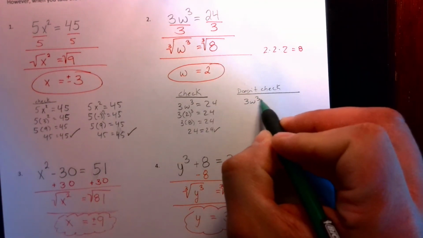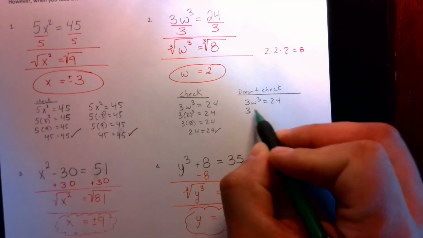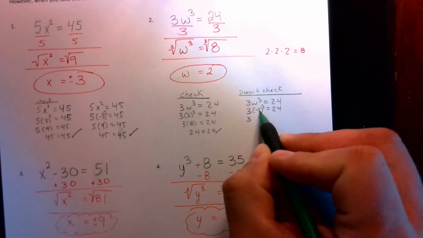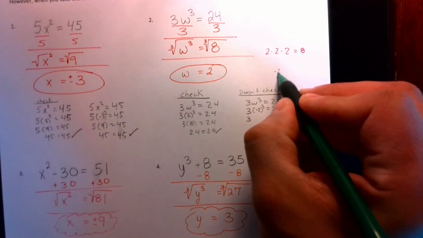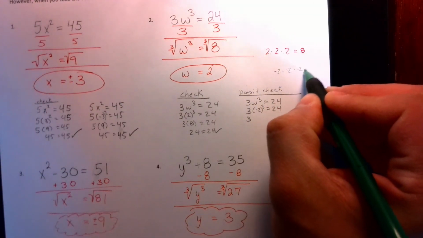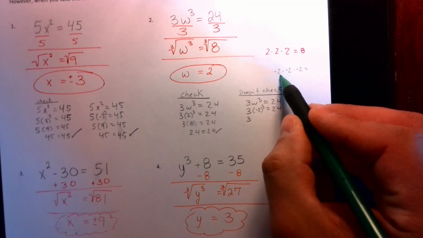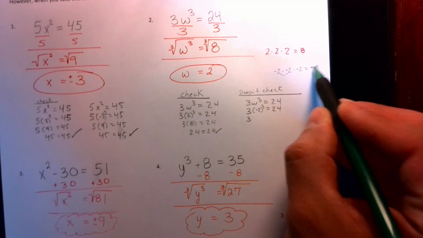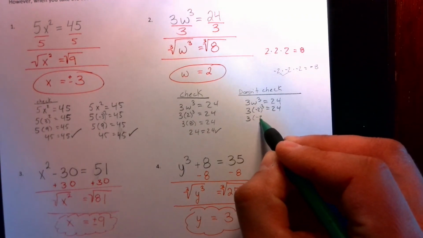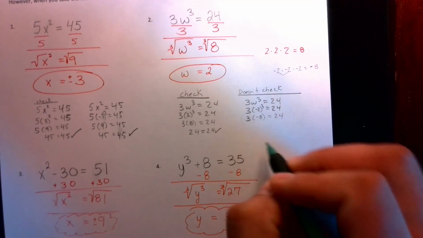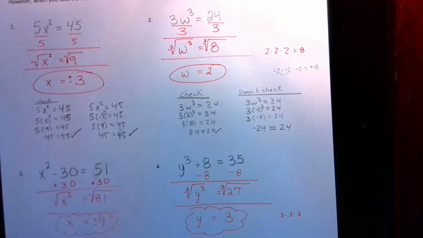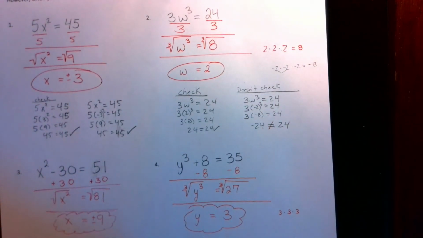Take the same equation and we plug in -2 for w. Well, -2 cubed is going to be -2 times -2 times -2. Well, -2 times -2 is +4. 4 times -2 is -8. Okay? That's going to give me a problem here because now I get 3 times -8 is -24, and -24 does not equal 24, so -2 is not an answer.